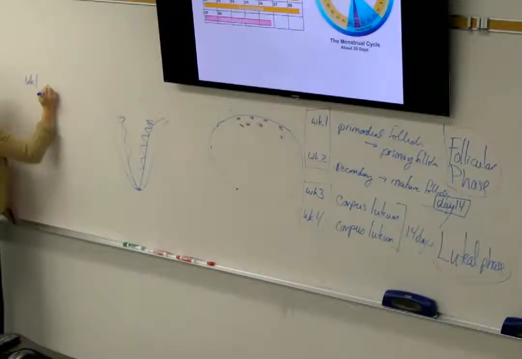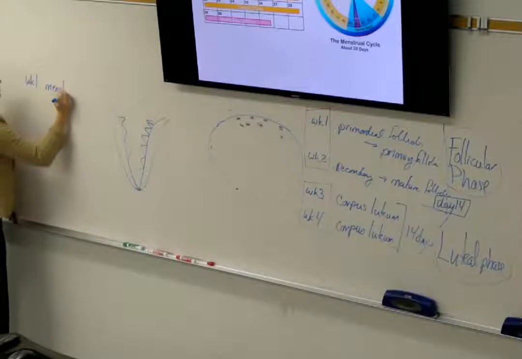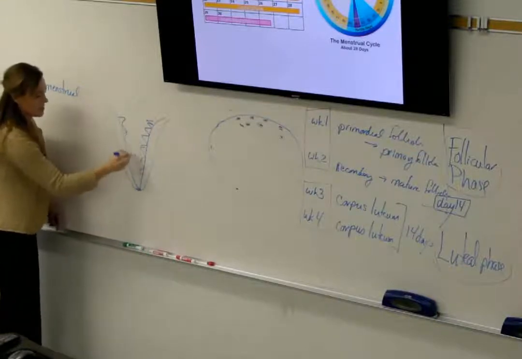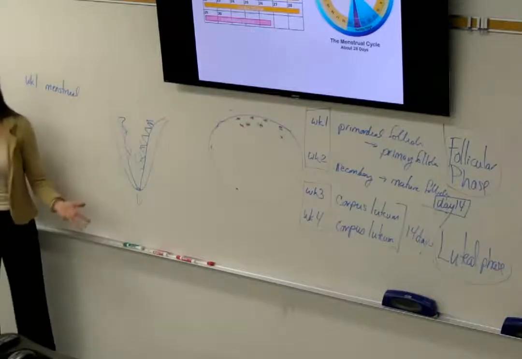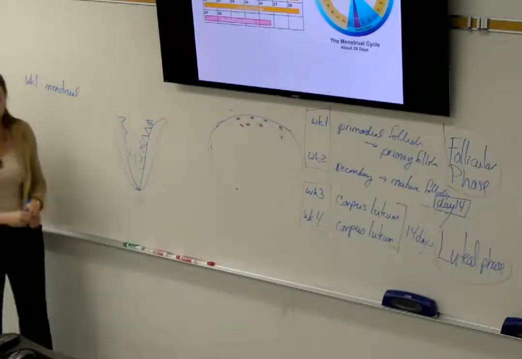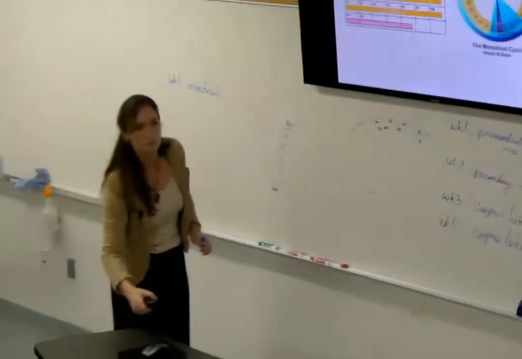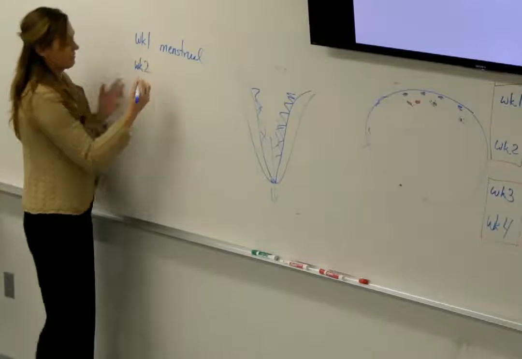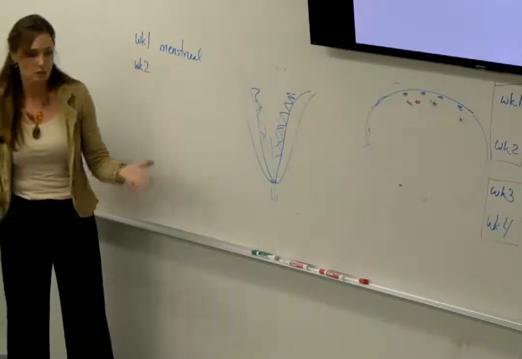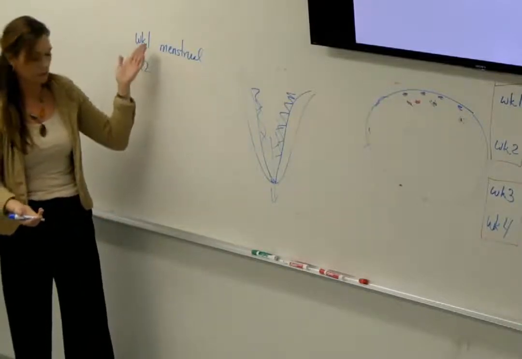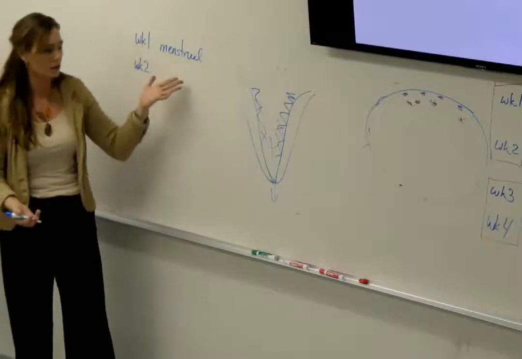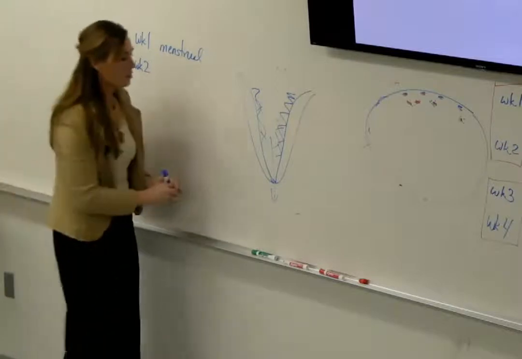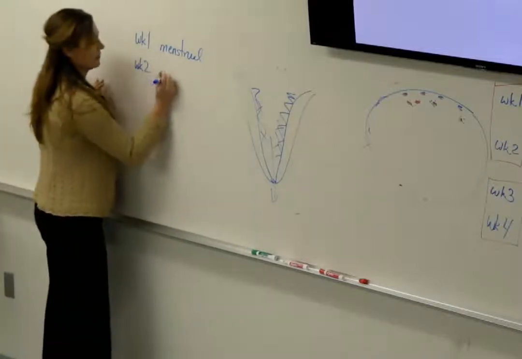Week 1, it's going to be the menstrual phase. And so what's happening is this endometrial lining is breaking down and going out. So that's our period. Then week 2, we'll just round it off as week 2. It doesn't have to be all 7 days. It could be 1 day. It could be 2 days. And then now you're looking at, day 4 through the next week would be the proliferative phase.